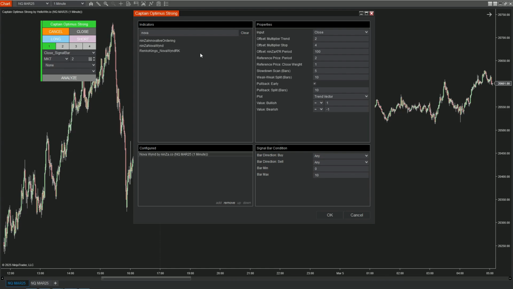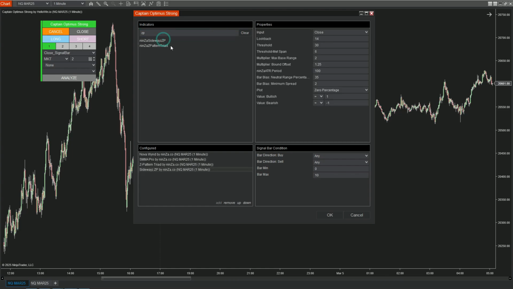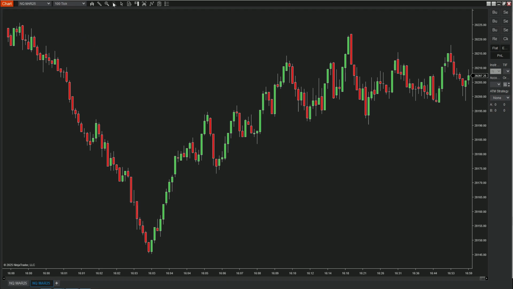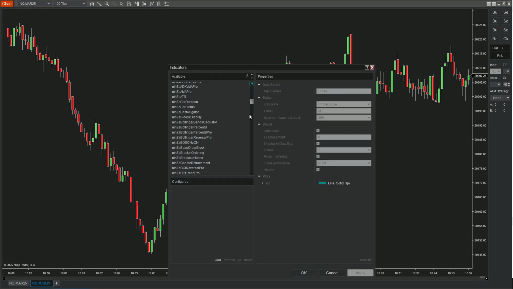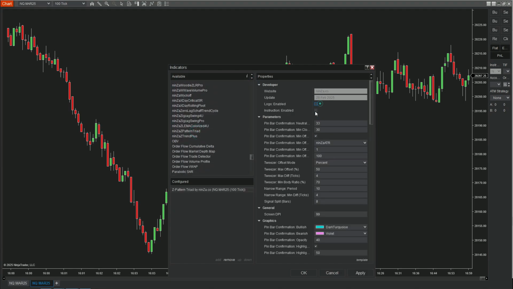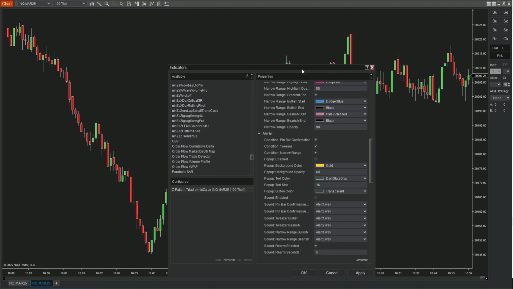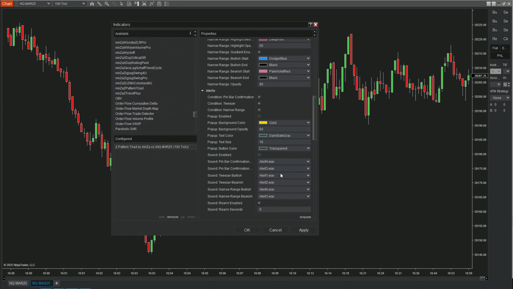Next, if you feel that Nova Wind alone isn't convincing enough, we'll take advantage of the most powerful feature of Captain Optimus Strong: the ability to build trading strategies using multiple indicators. For this setup, I've chosen Z-Pattern Triad as an additional confirmation tool. Z-Pattern Triad uses candlestick patterns to generate trade signals directly on your chart. It analyzes 3 distinct patterns and provides entry signals as soon as a complete pattern is detected.